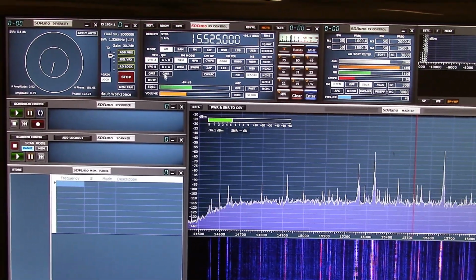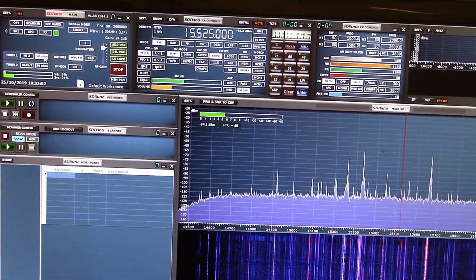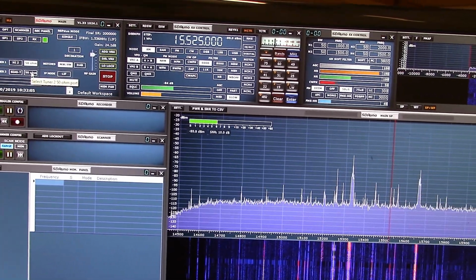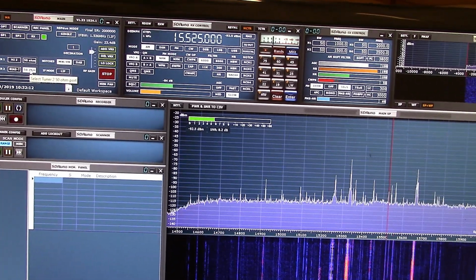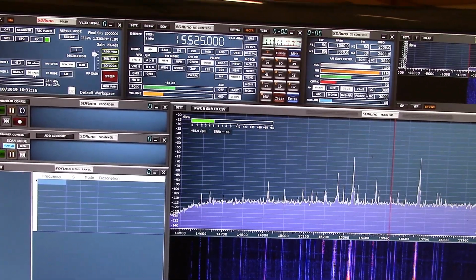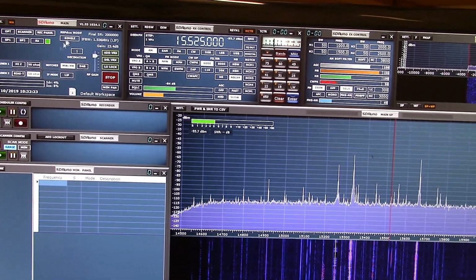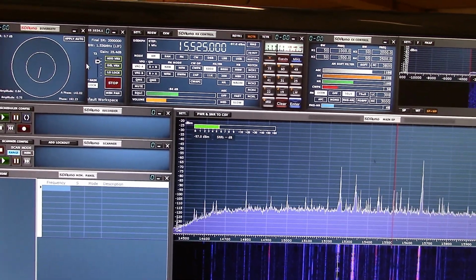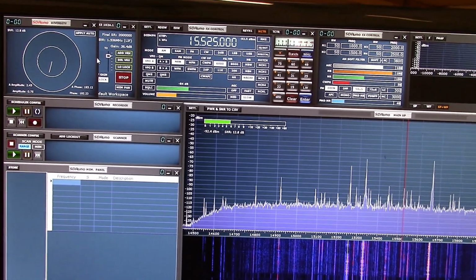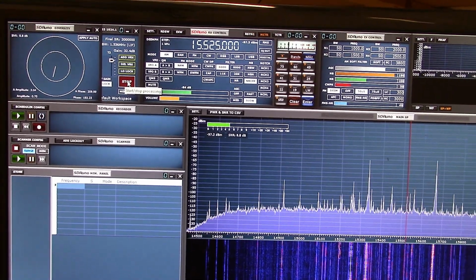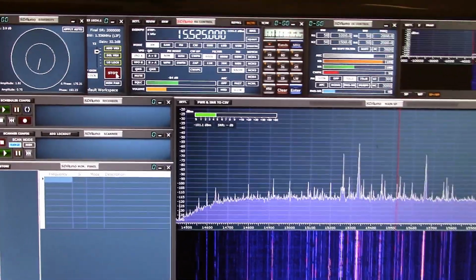We'll just go back to single tuner mode again. That's tuner 1, tuner 2. You can see the fading effects are much more pronounced. Going back to diversity. So just a good example of how effective the diversity mode can be on HF.